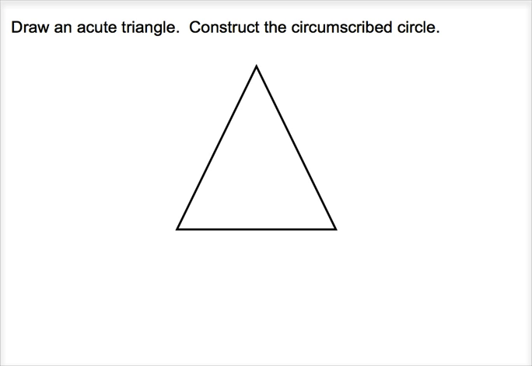Next one, draw an acute triangle, construct the circumscribed circle. So giving myself an acute triangle, I'm going to pick this one. To circumscribe the circle, I need to do perpendicular bisectors. If I do the perpendicular bisector for 2 sides, it should give me the intersection point that I need.